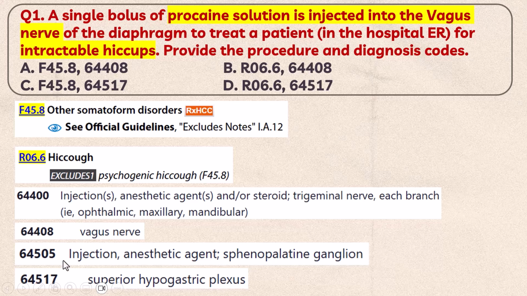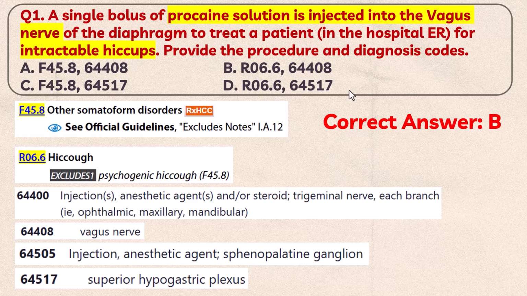When you check other codes, injection anesthetic agent, sphenopalatine ganglion, but that is not the case here. So here the ICD-10-CM is R06.6 and the CPT code is 64408. So the correct answer will be answer B.